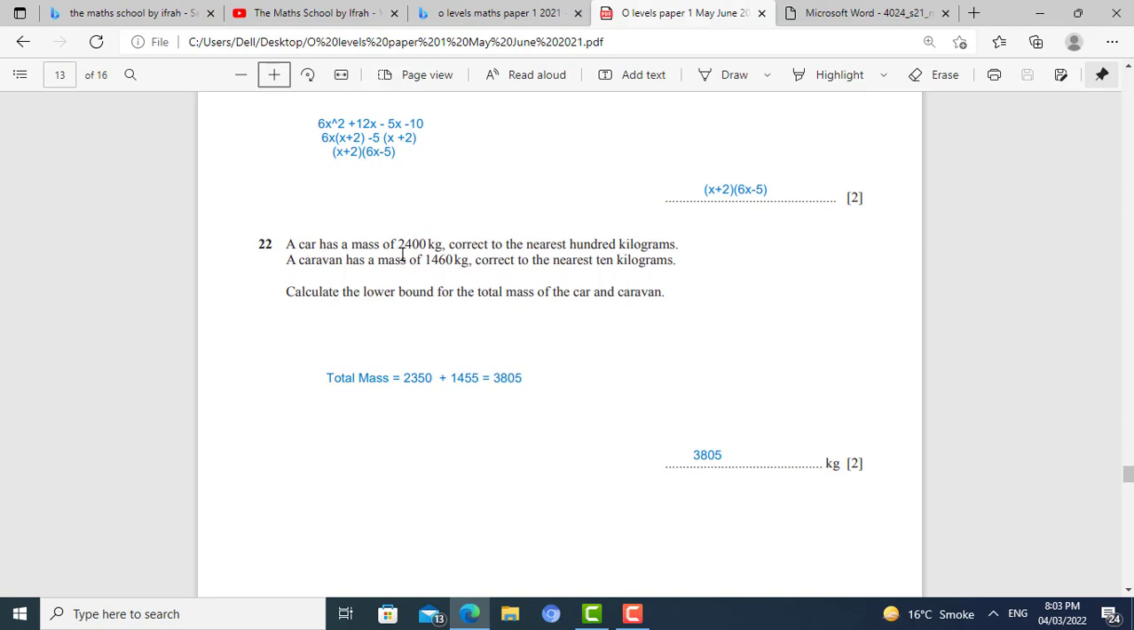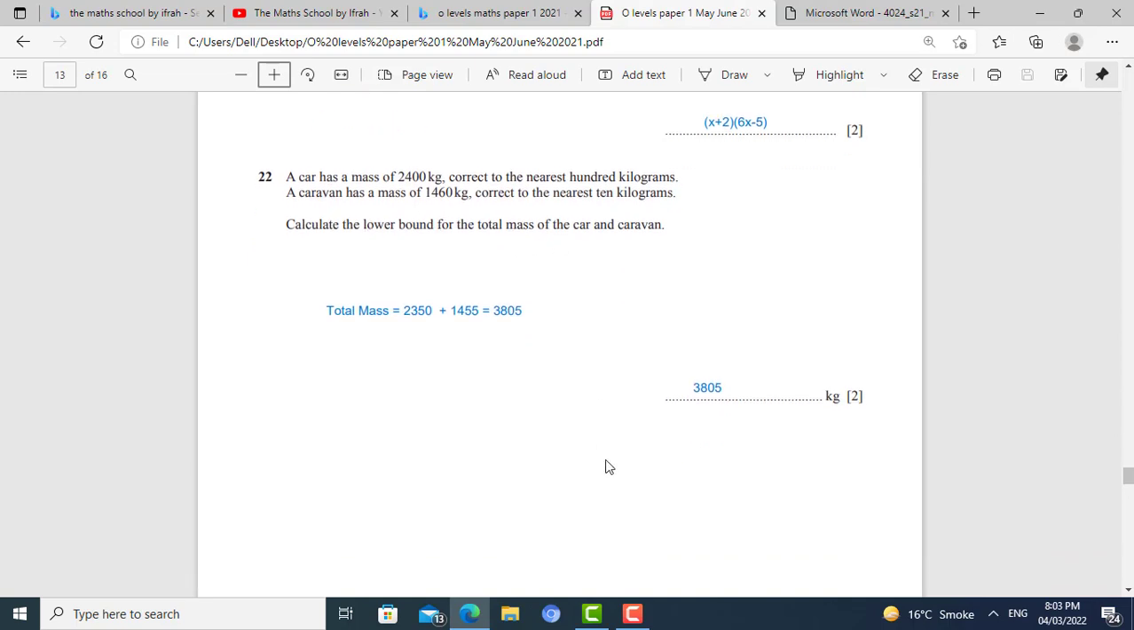Okay, a car has a mass of 2400 kg, correct to the nearest 100 kilograms. A caravan has a mass of 1460 kg, correct to the nearest 10 kilograms. Calculate the lower bound for the total mass of the car and the caravan. Total mass is 2350 plus 1455, that turns out to be 3805. We have to find the lower bound for the total mass of the car and the caravan.